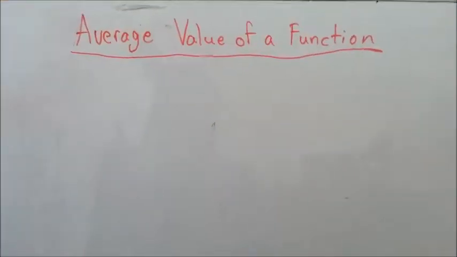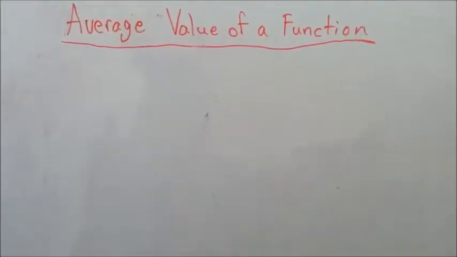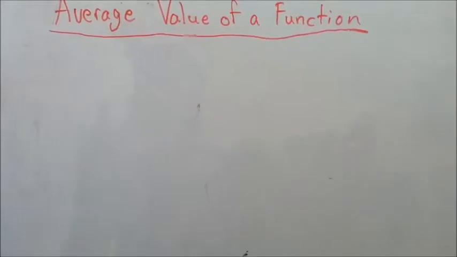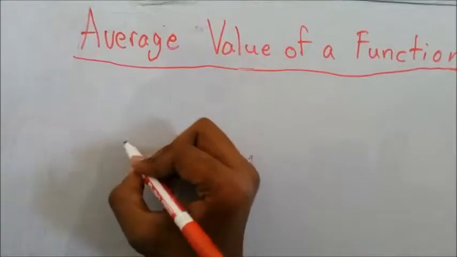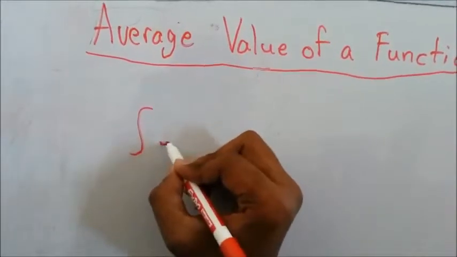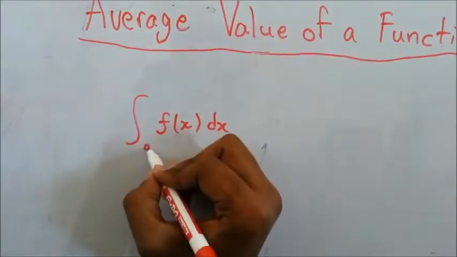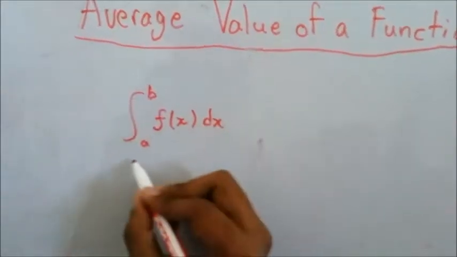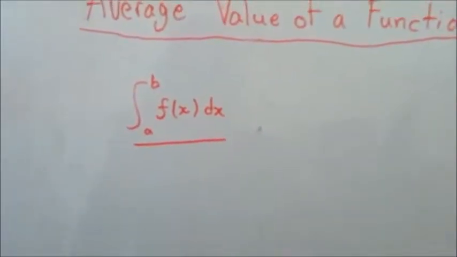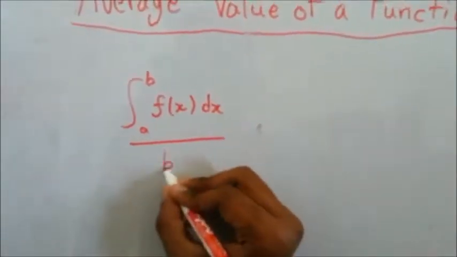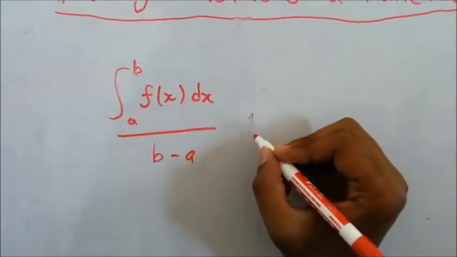In contrast to the average rate of change formula, the average value of a function formula finds the mean value of the function on a particular interval, rather than the slope of the function. The formula involves taking the integral of a function, f of x, from a to b, and dividing the result by the length of the interval, or in other words, b minus a. Now, there we have it.